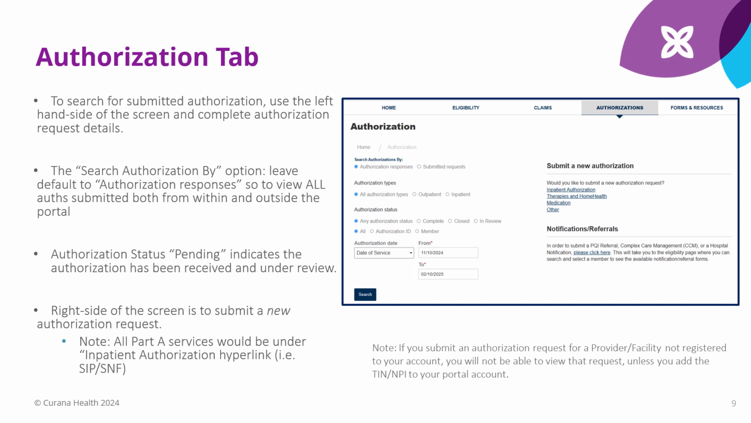It's important to note if you do submit an authorization request for a provider that's not added to your account, you will be unable to see that request status unless you add the affiliated TIN and MPI of that authorization to your provider portal account.